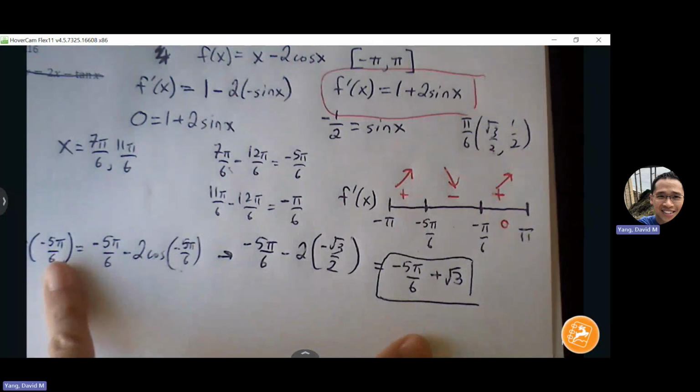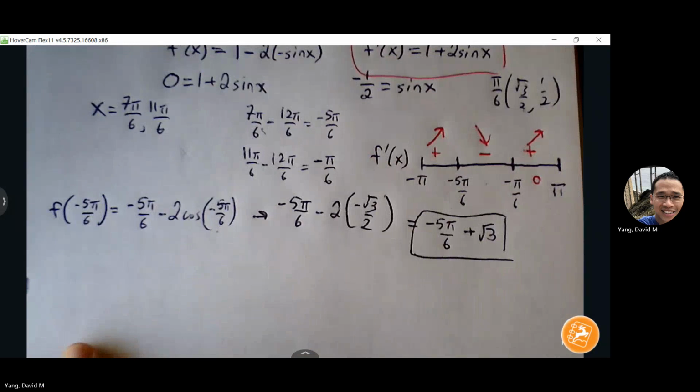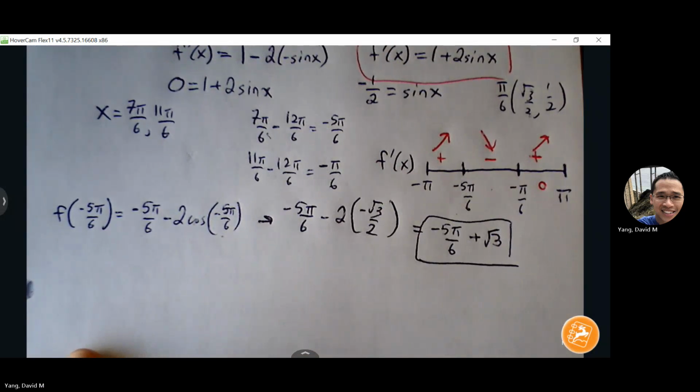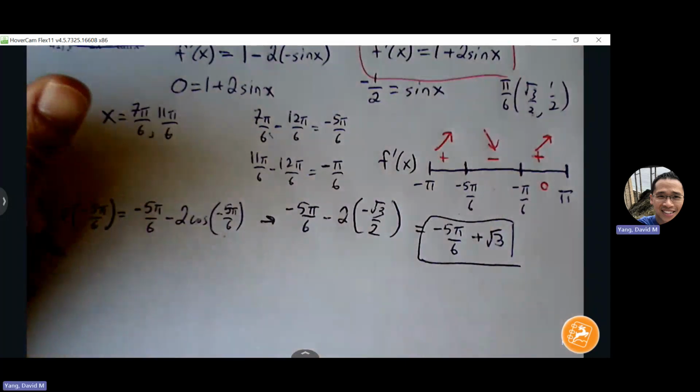So we know that this is the ordered pair for my relative max. Go ahead and find your relative min, and then we can pick this up tomorrow.